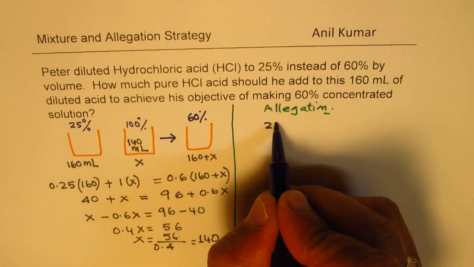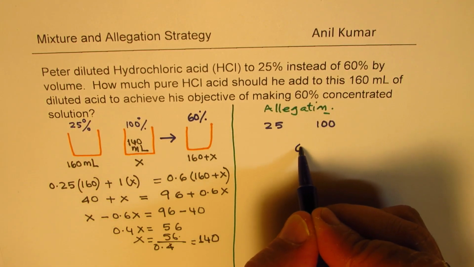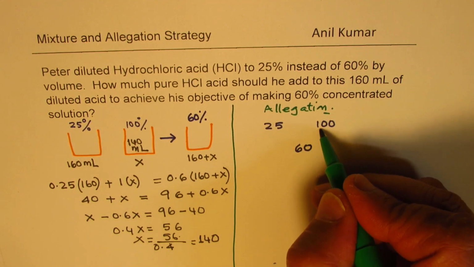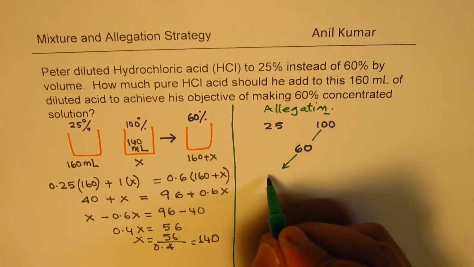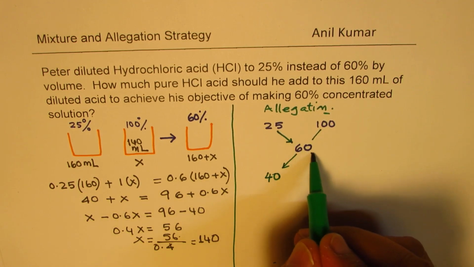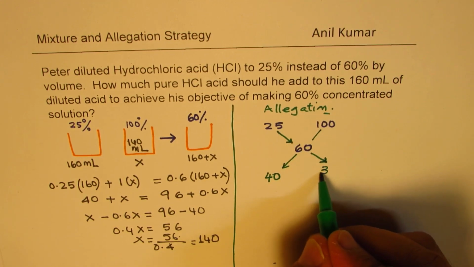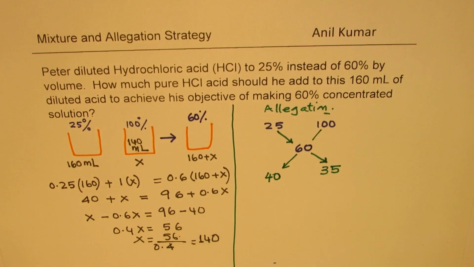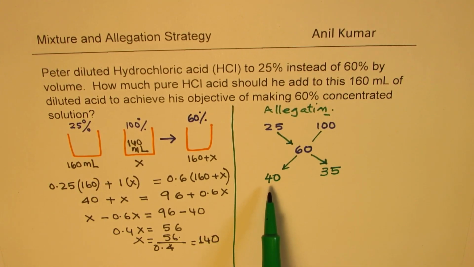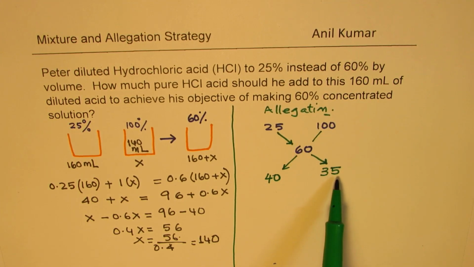So let me write these numbers: 25, 100, and what we need is 60. Now, if I take away 60 from 100, I get 40. On the other side, if from 60 I take away 25, then I get 35. That is how we get the structure. That basically means the ratio of these two to be added is 40 to 35.